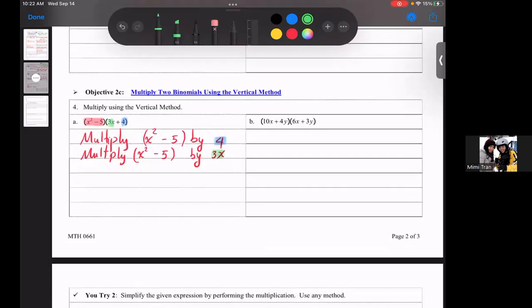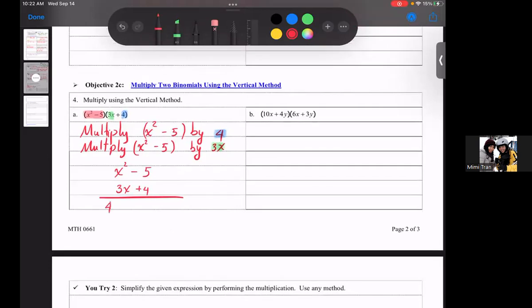So x squared minus 5 up like that, and down here, I'm going to put 3x plus 4. So far, so good. I haven't done anything yet. I'm going to multiply the 4 by distributing properly. 4 times x squared is 4x squared. That's what I do. Four times negative 5 is, leave a little space in between, negative 20. And you see why.